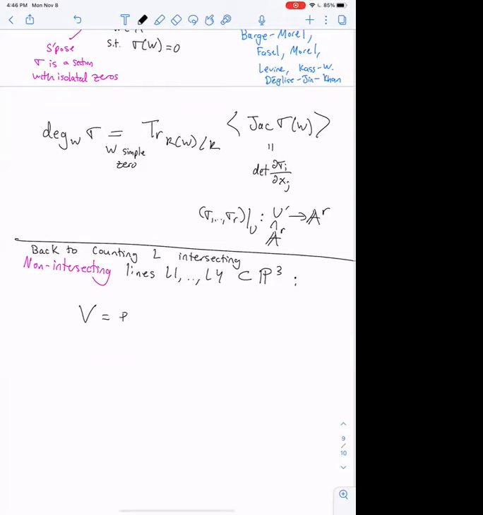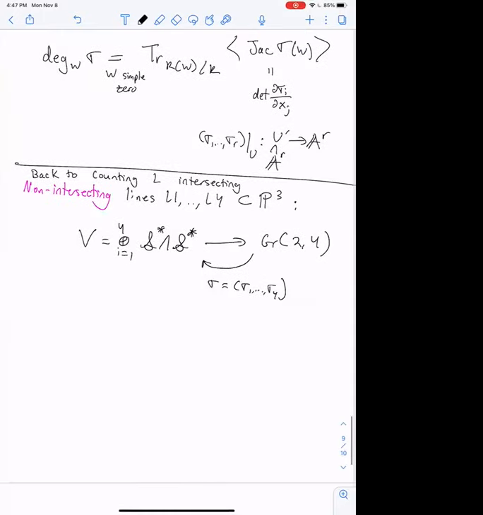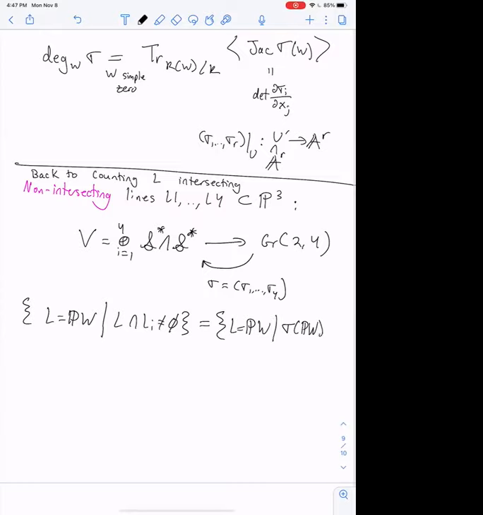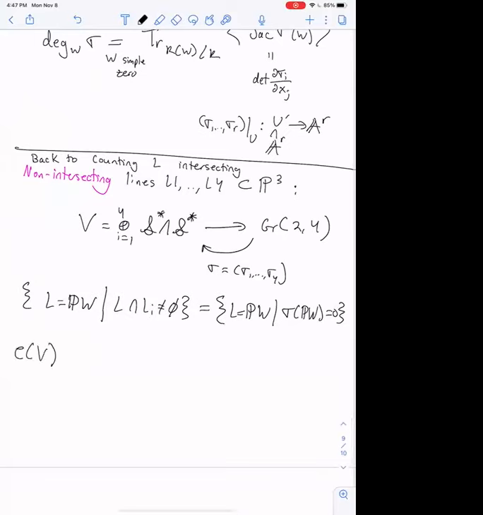We've got an equation for each line that is a section of the dual tautological bundle wedge itself over the Grassmannian. This is sigma, and this actually breaks up into sigma 1, sigma 2, sigma 3, sigma 4. And we know that our lines that intersect are the zeros of this section. And we're just talking about our Euler number, which can be computed with our section with isolated zeros, which is the sum over these lines L in P3 intersecting the Li of this local degree.